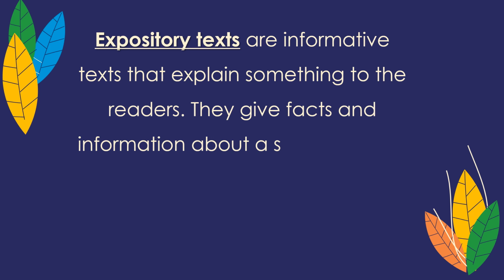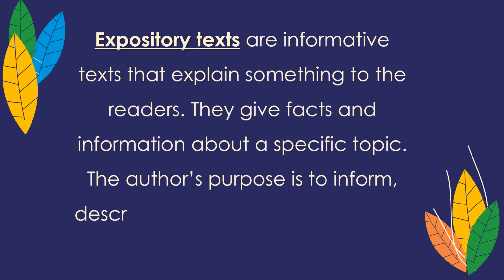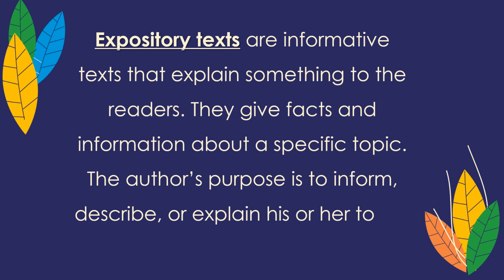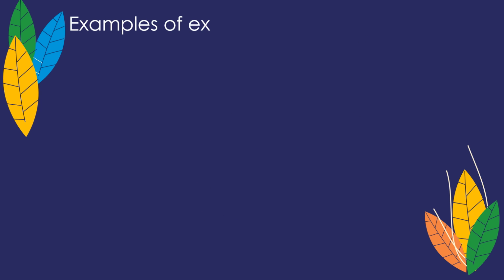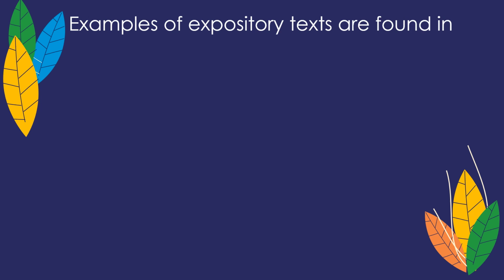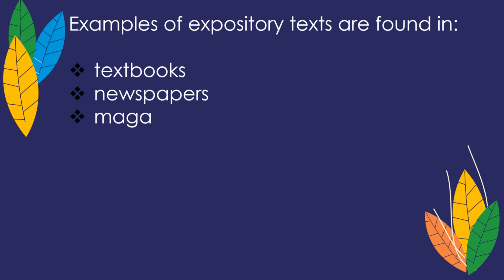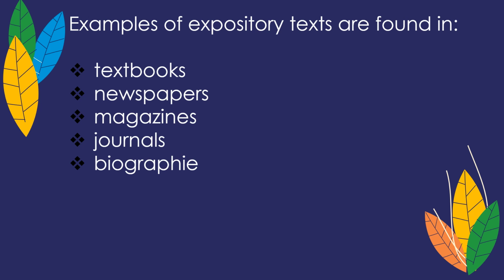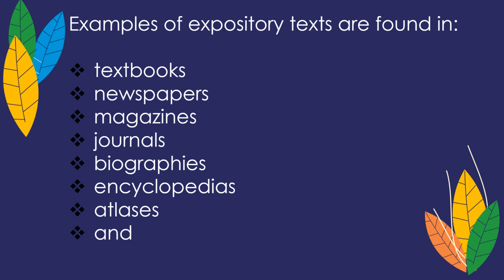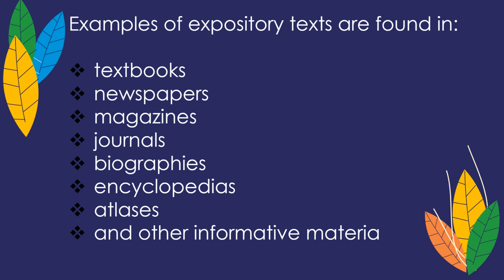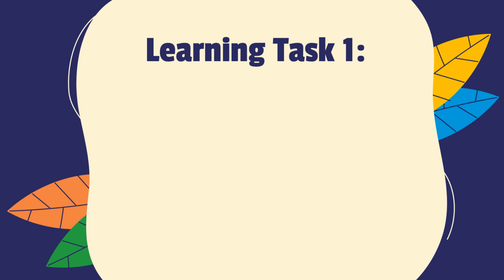They give facts and information about a specific topic. The author's purpose is to inform, describe, or explain his or her topic. Examples of expository texts are found in textbooks, newspapers, magazines, journals, biographies, encyclopedias, atlases, and other informative materials.